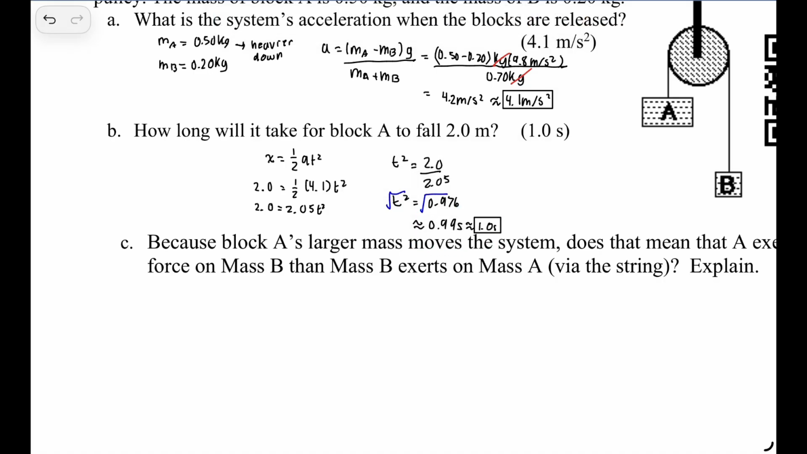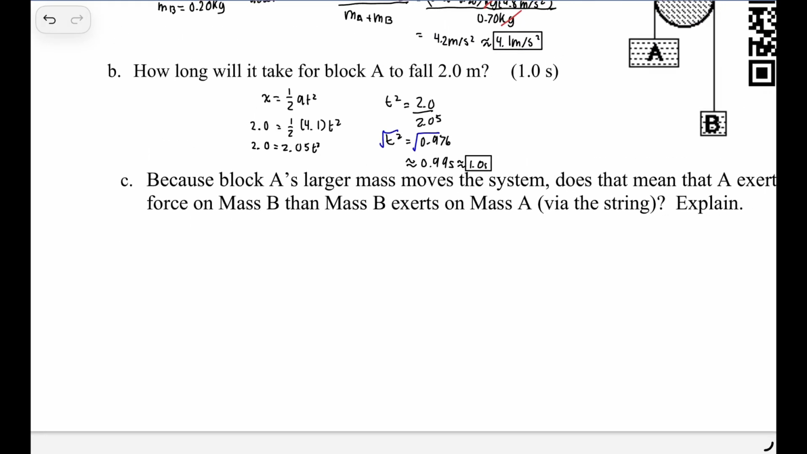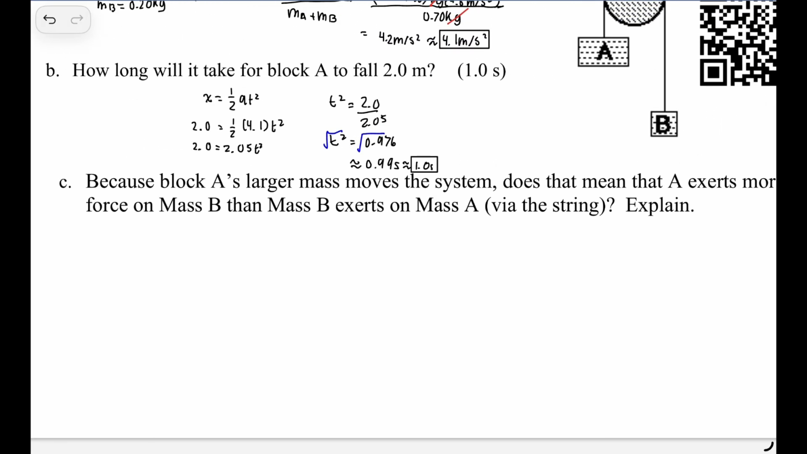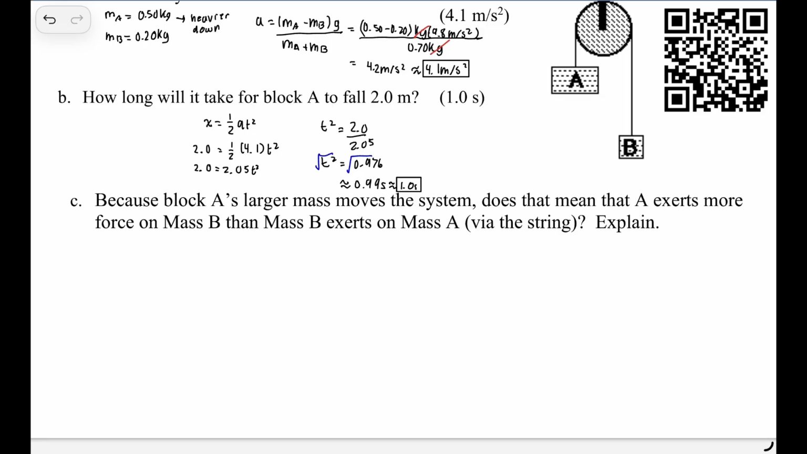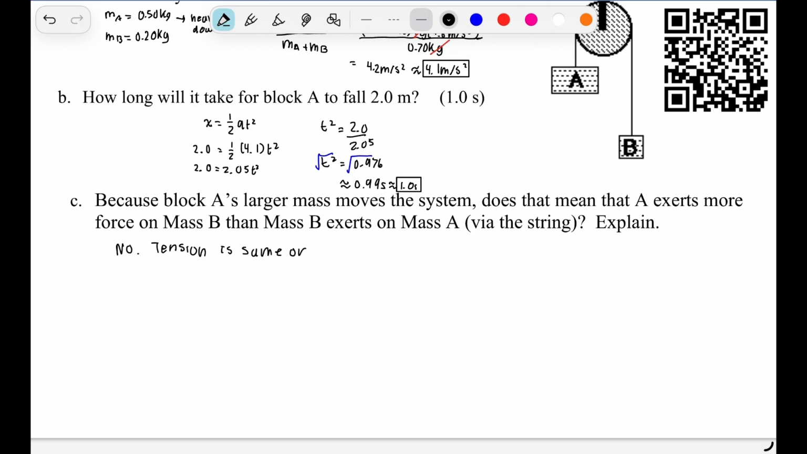Now, after this, because block A's larger mass moves the system, does this mean that A exerts more force on mass B than mass B exerts on mass A via the string? Explain. The answer is no. This is because the tension is the same on both sides. The reason for this is because it is one string.